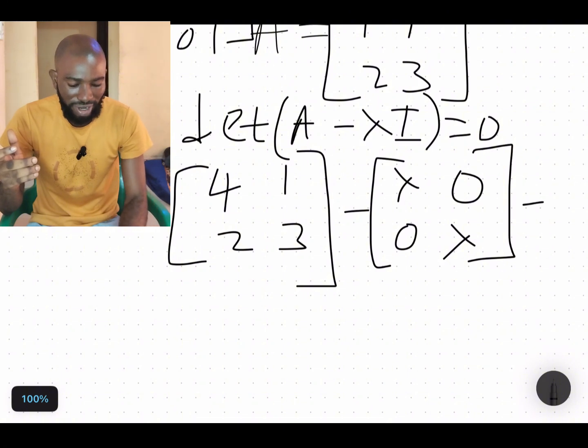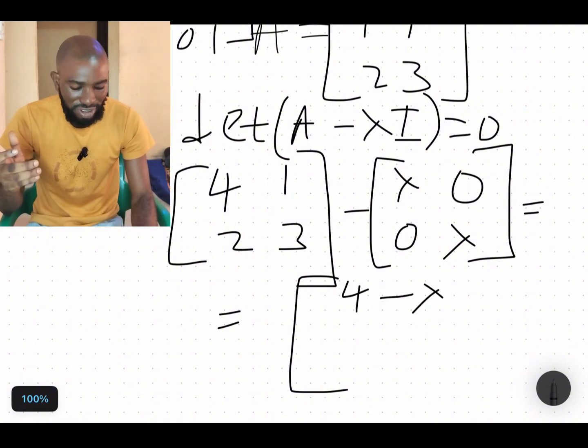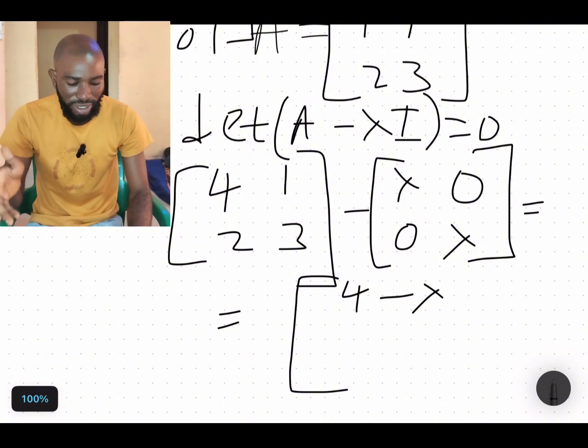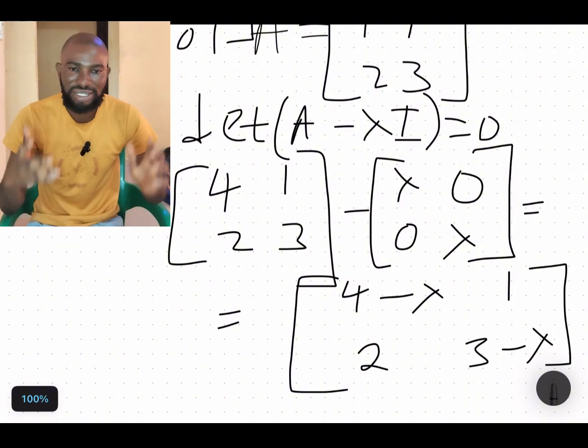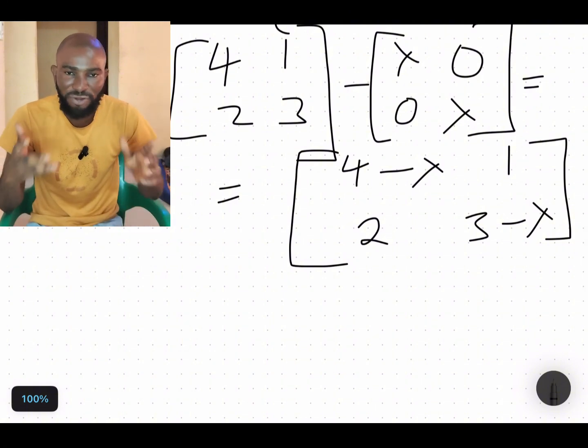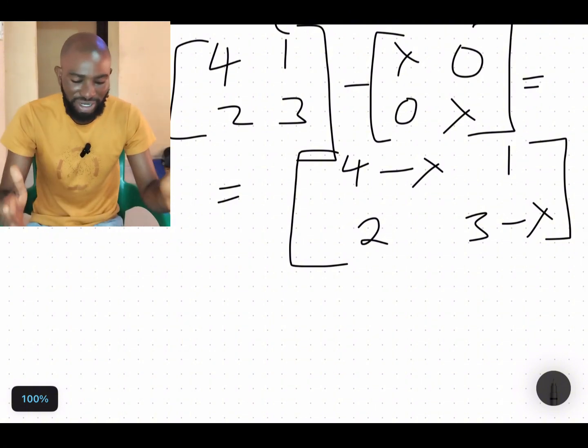After you have gotten this, let's subtract to get the answer. By the time we subtract, we get 4 minus lambda, then 1 minus 0 is 1, 2 minus 0 is 2, and 3 minus lambda. This is the answer for this particular subtraction. Now we take the determinant, and we must have 0 in order to find the eigenvalue. Very, very simple.